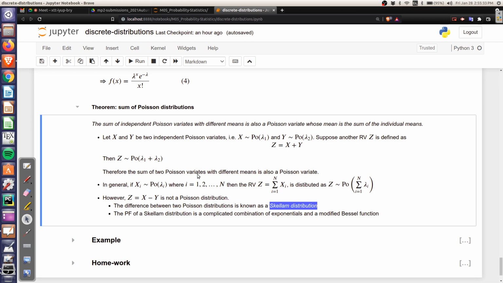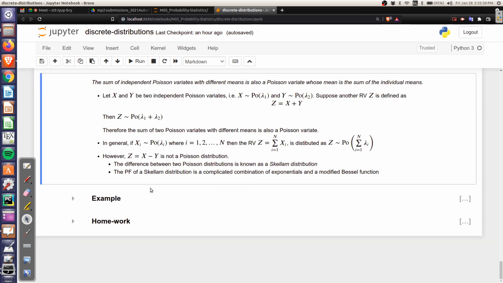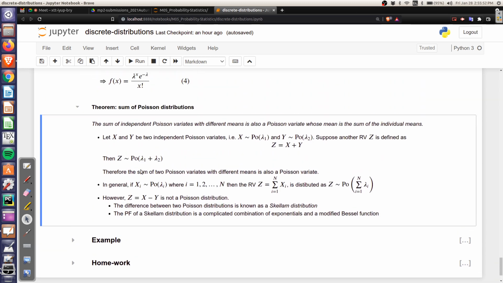The sum of two Poisson distributions is a Poisson distribution, but the difference between two Poisson distributions is known as a Skellam distribution. And that's a far more complicated distribution because it involves exponentials and it also involves oscillations in the form of a modified Bessel function. Okay, so that's about the Poisson distribution.